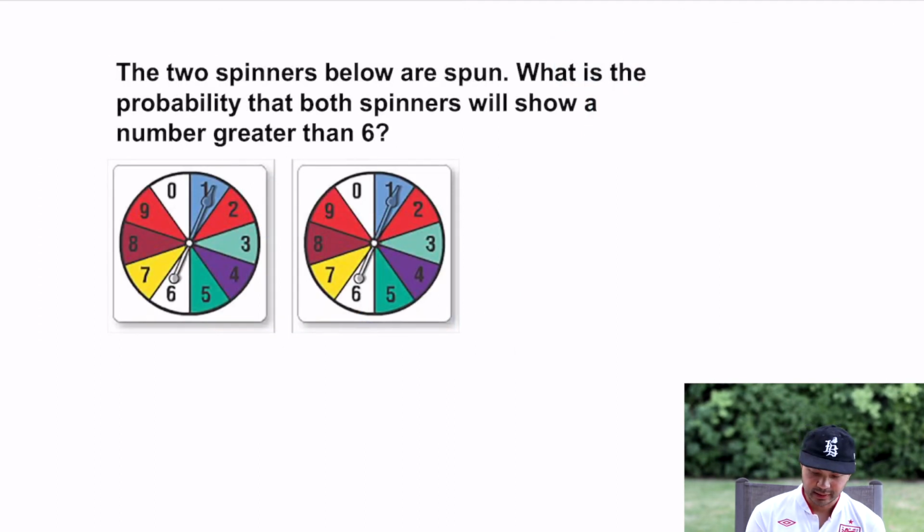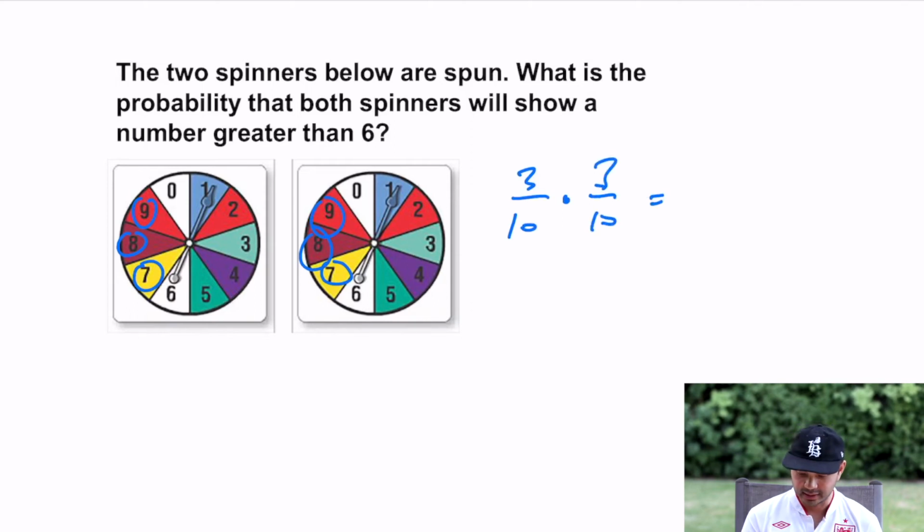Okay, another example here. Two spinners below are spun. What is the probability that both spinners will show a number greater than 6? So you have to know greater than. So don't include 6. So greater than 6 is 7, 8, 9. So that's 3 out of, there's actually 10 here, because 1, 2, 3, 4, 5, 6, 7, 8, 9, and then 0, that's 3 out of 10 for the first one. This one is the same thing. They're the same spinners. So 1, 2, 3. 3 out of 10 times 3 out of 10 is 9 out of 100. So there's a 9% chance, because that's easy to see, there's a 9 out of 100 chance that both spinners will show a number greater than 6.